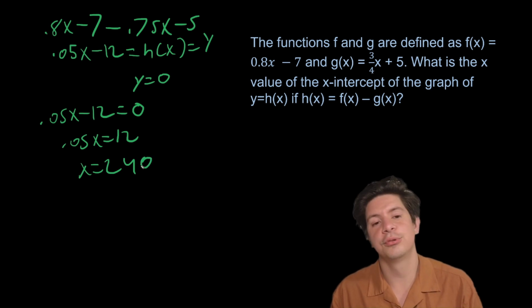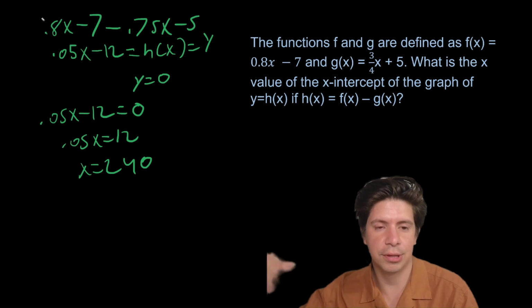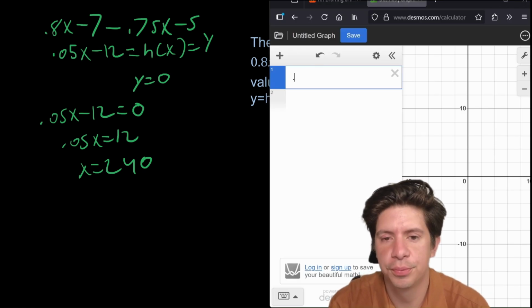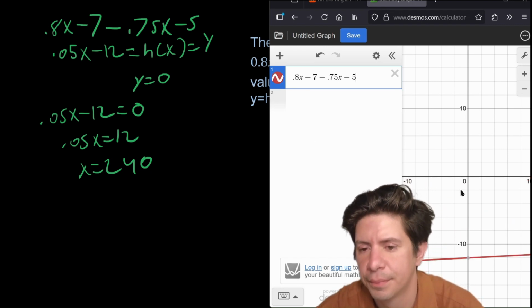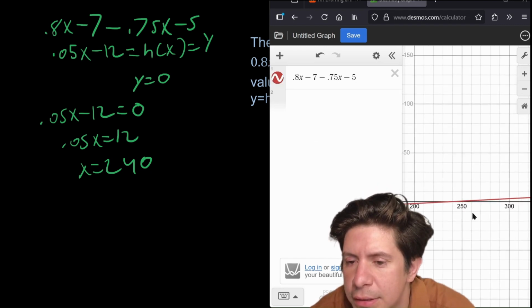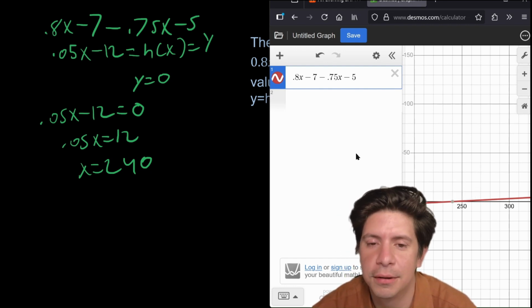The other thing you could do is just plug the original equation into Desmos. I'll show you that right now. So in here we'll do 0.8x minus 7 minus 0.75x minus 5. Let's zoom out, let's see, and 240. So that's all you have to do for that as well.